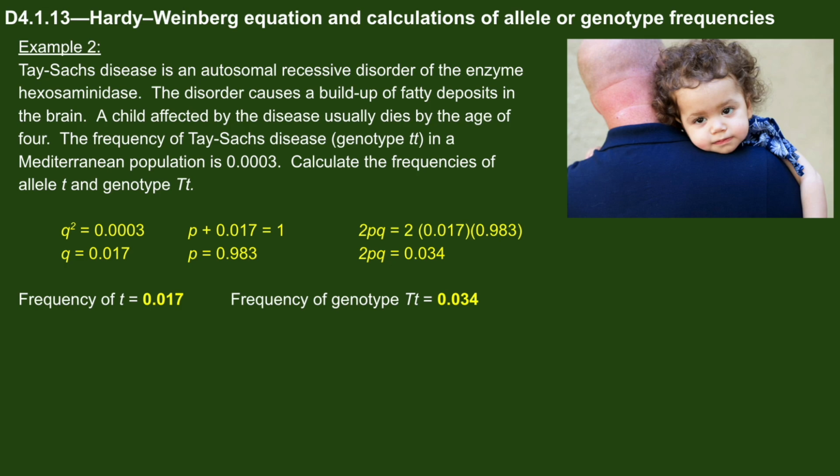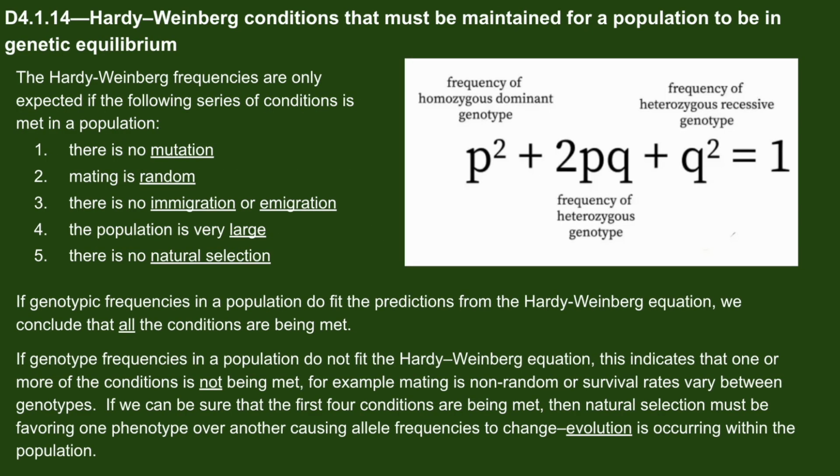Okay, here's just another example. We're given the Q squared. So again, you would square root it, solve for P, and then once you have Q and P, you can indicate any of those values that you're asked for.